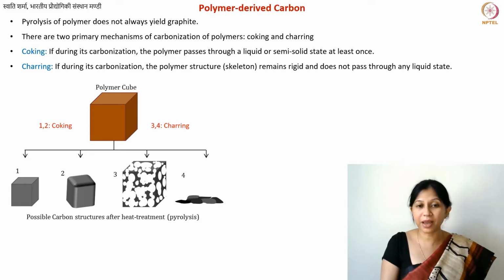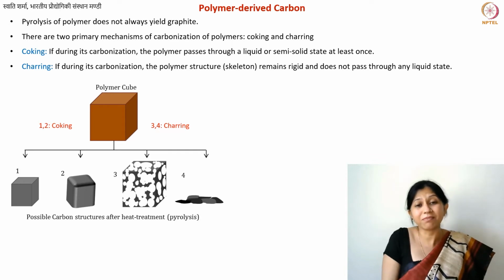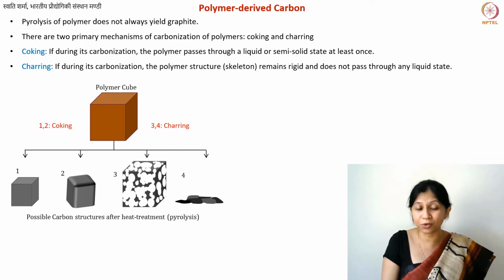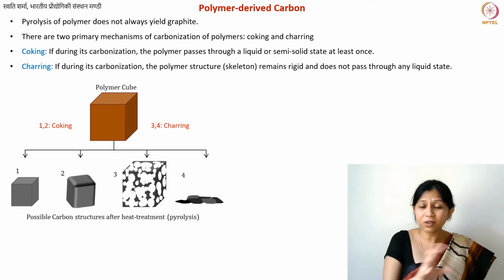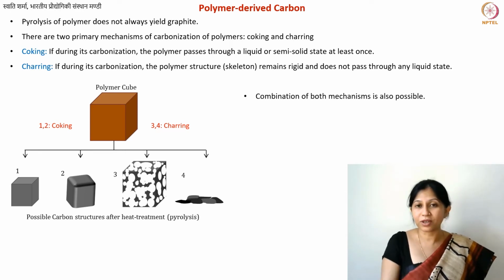The fourth type of carbon, when you have a very small fraction of carbon, might be useful, but you will never do that because then your process is too expensive to get very little carbon. So you will most likely not do it. So these are the four scenarios.